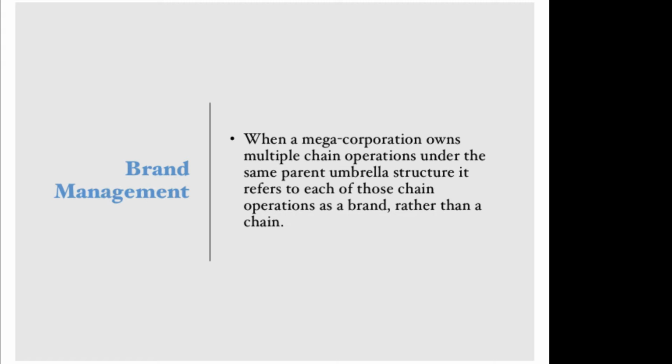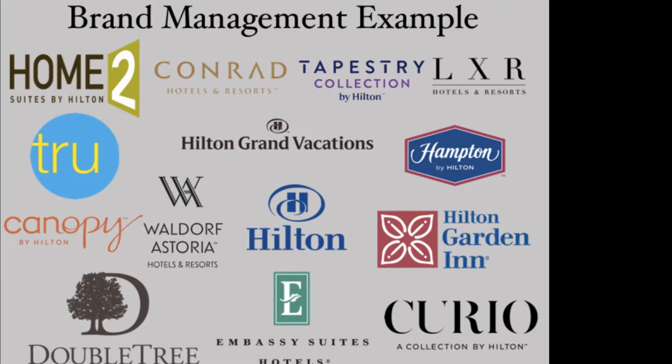Brand management. When a mega corporation owns multiple chain operations under the same parent umbrella structure, it refers to each of these chain operations as a brand rather than a chain. So we can look at an example of that here with the Hilton brand. We can see what I believe to be all of their collection now. While it started with the Hilton organization, they have many other different types of hotels which have a distinctly different brand, but still, as you can see through some of the names there, are under the Hilton portfolio, either directly or indirectly.